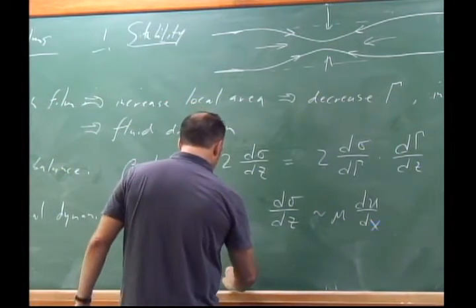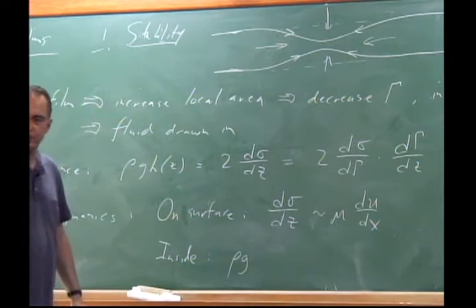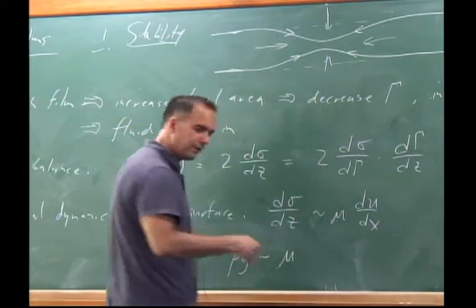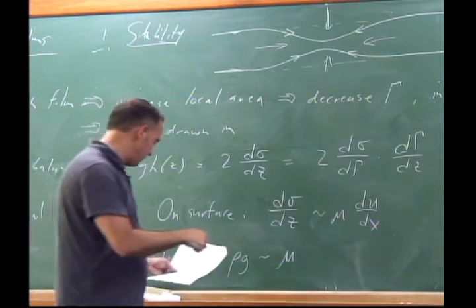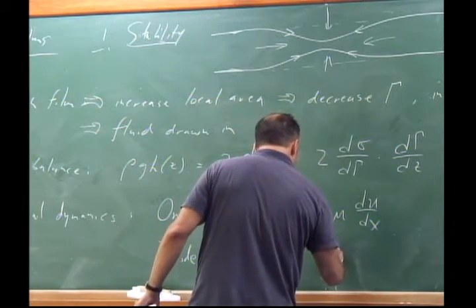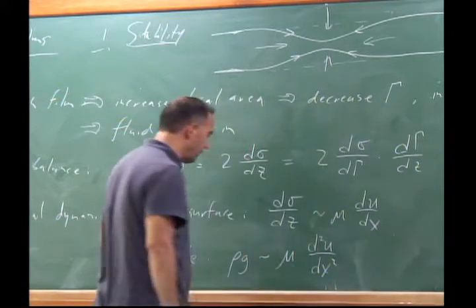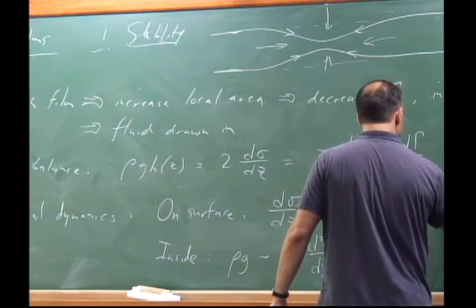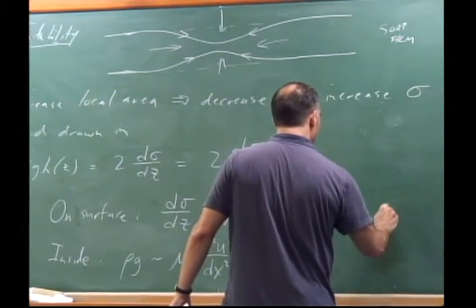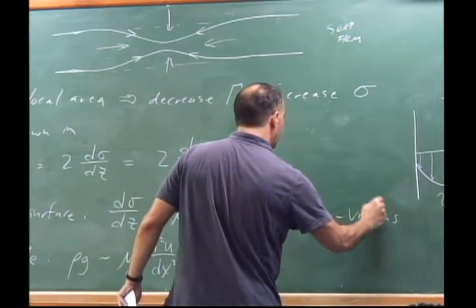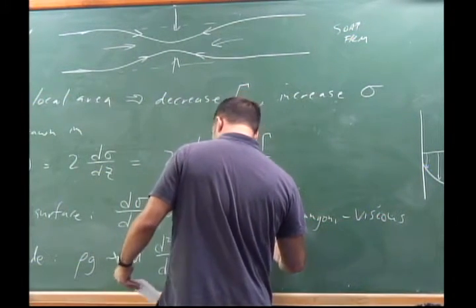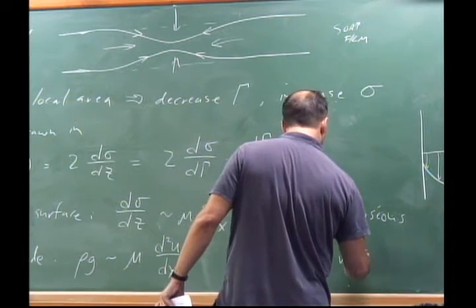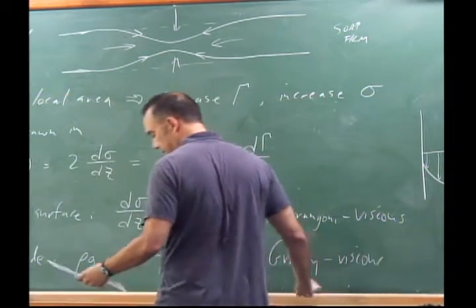And inside, you basically have a balance between gravity and viscous stresses. Again, we know that inside the film, surface tension is gone. Surface tension only appears in the boundary condition. So you basically solve that inside. So this is the Marangoni viscous stress balance, and here is the balance between gravitational and viscous stresses.